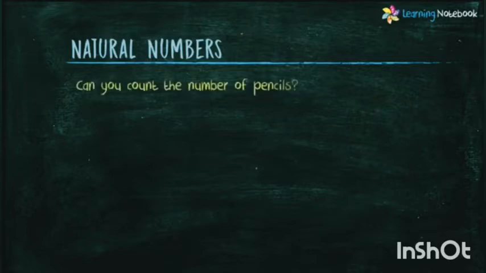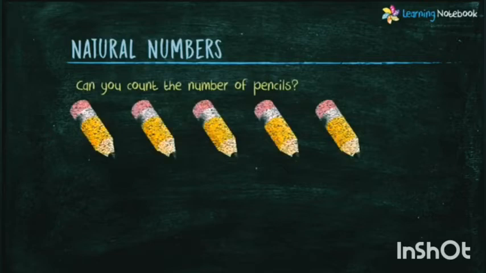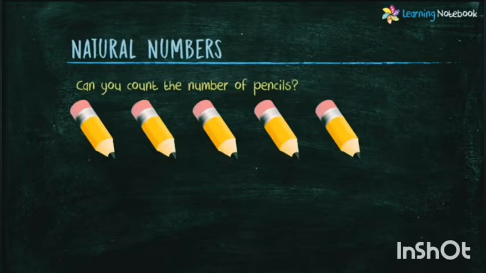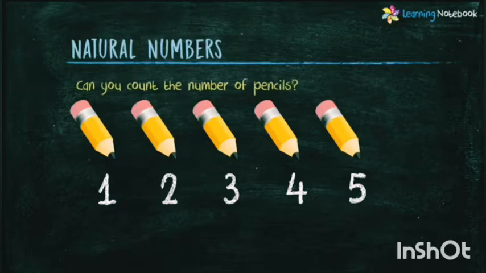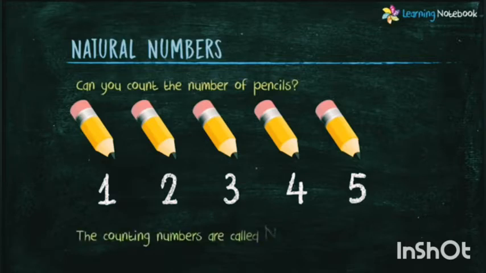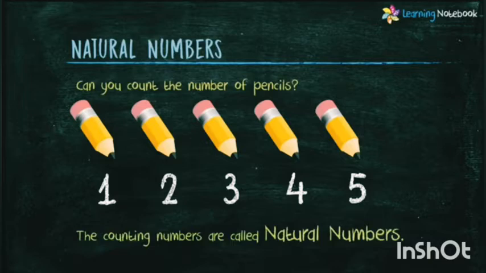We will start the chapter with natural numbers. Let's do one activity to understand the natural numbers. Count the number of pencils here: 1, 2, 3, 4, 5. And students, we always start counting from 1. So these counting numbers are called natural numbers.